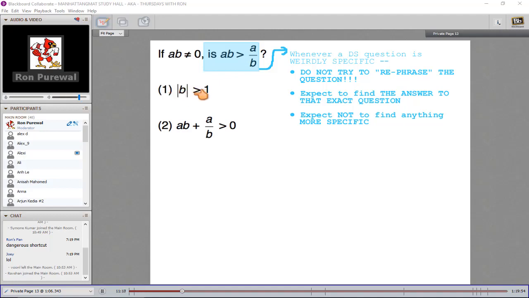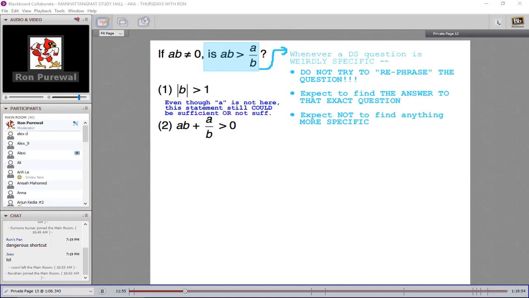Notice in statement 1, you don't have anything about A, although that doesn't guarantee that the statement is not sufficient. You still have to actually investigate this. Some people will look at statement 1 and say that's automatically not sufficient because A is not in it. That's not a thing. Give me a smiley face if that makes sense. Even though A is not here, this statement still could be sufficient or not sufficient.